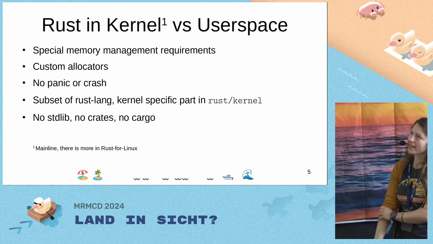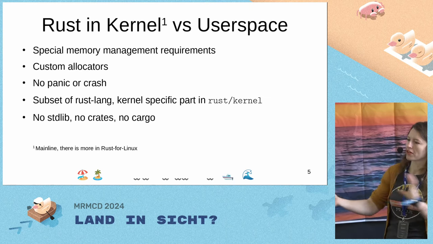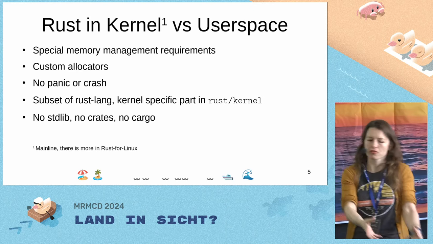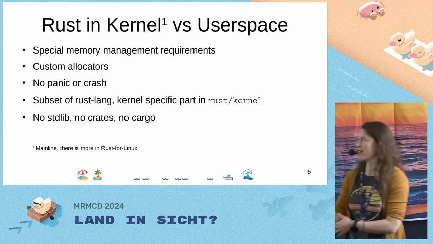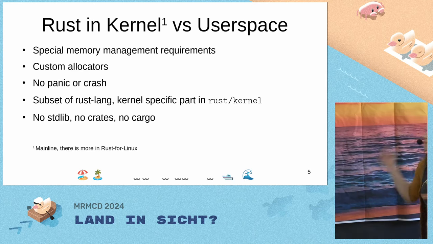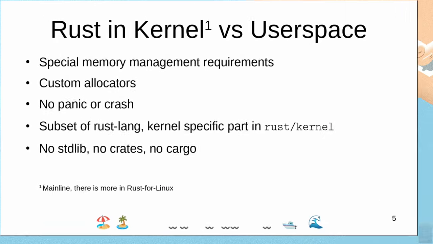So the kernel is basically like one big program running on your computer. Basically, what your driver has access to, your scheduler also has access to, your crypto engine, whatever. It's one big blob of data.